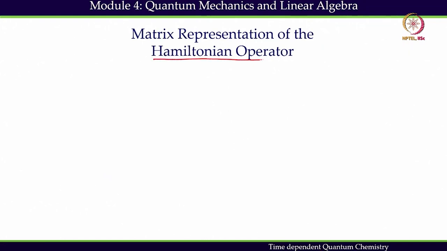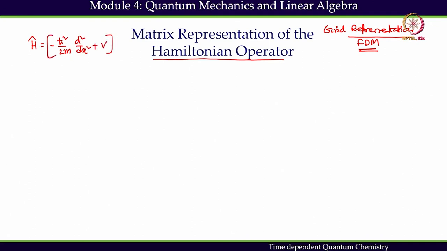So we will move on, and we will now look at the Hamiltonian operator. This is what we wanted to do, under grid representation. We have used the finite difference method, and under grid representation we will represent that. So, the one dimensional Hamiltonian, as we know, the Hamiltonian operator is minus h bar square by 2m d2 dx2 plus v. Under grid representation, we have already discretized the wave function. So the wave function is represented by psi 0, psi 1, psi 2, like this, up to psi n minus 1. This is the grid representation.